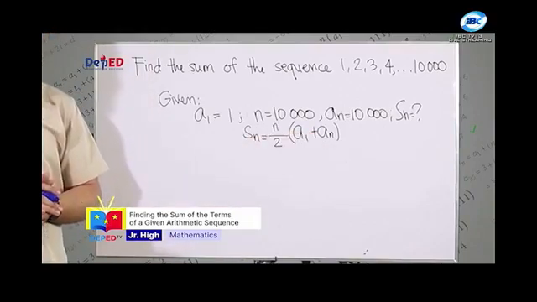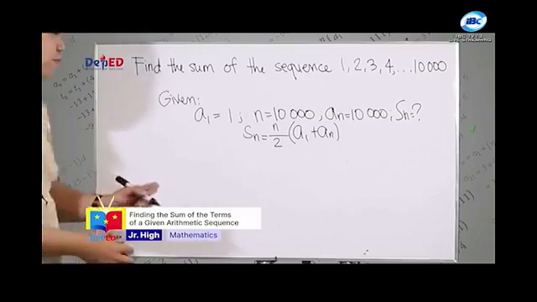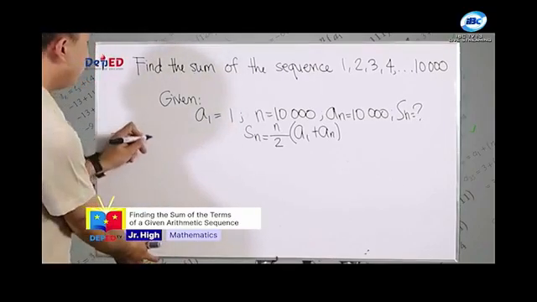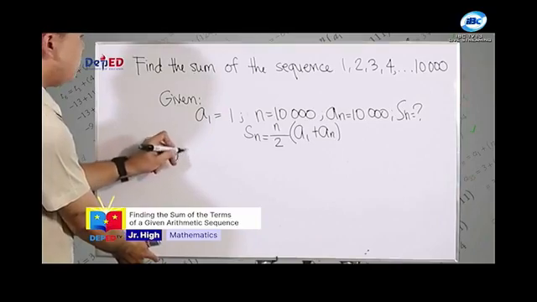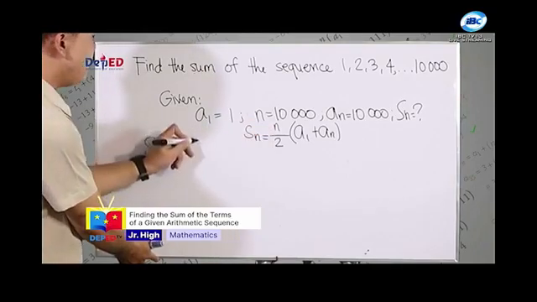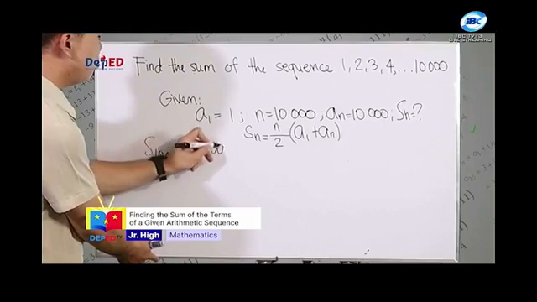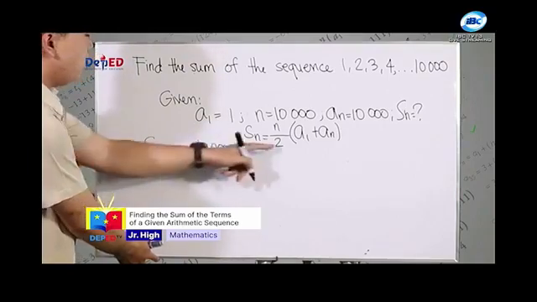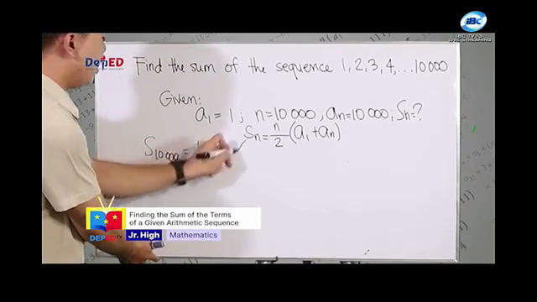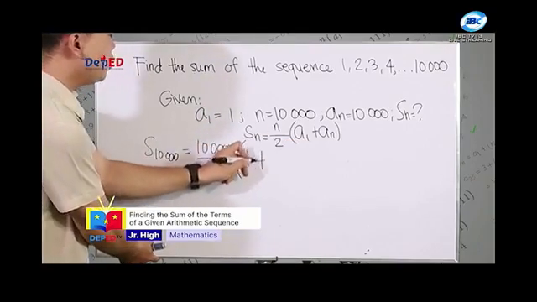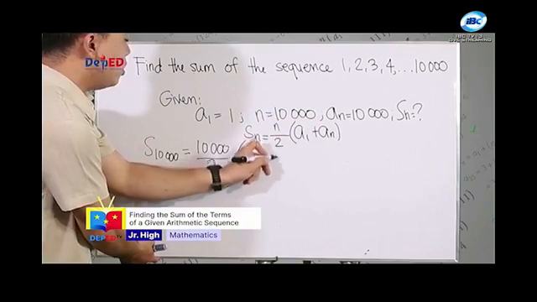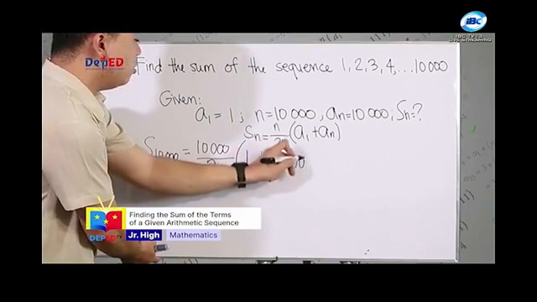Substitute the values in the given formula. We will have s sub 10,000 is equal to, our n again is 10,000, divided by 2 times the first term, which is 1, plus our a sub n, which is 10,000.